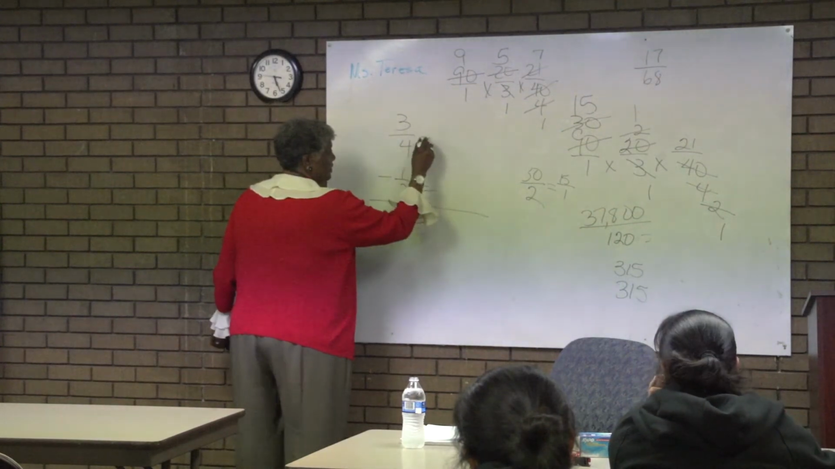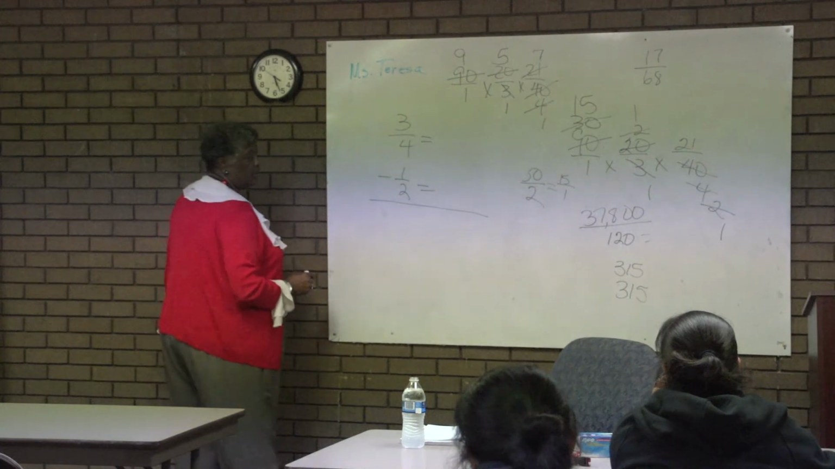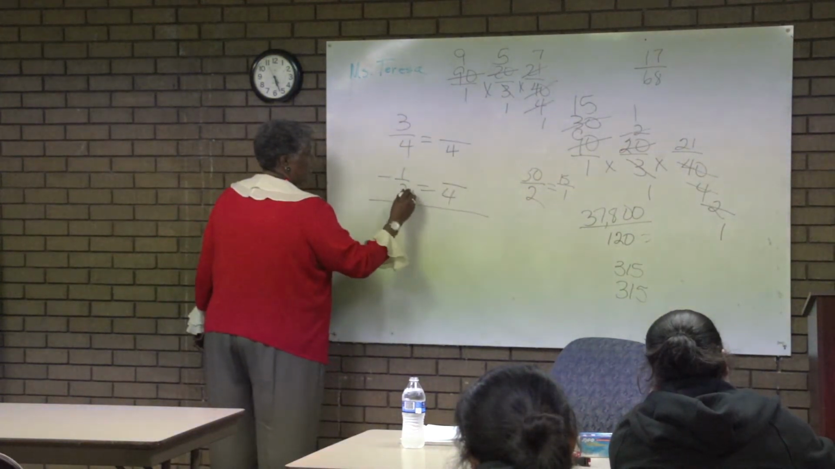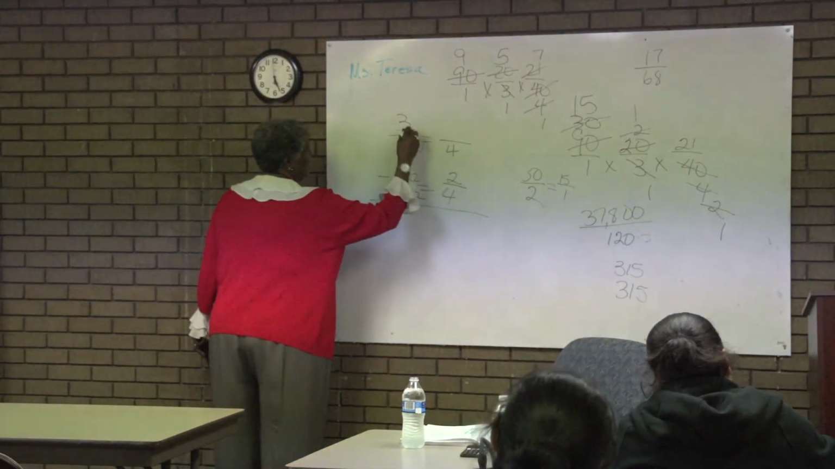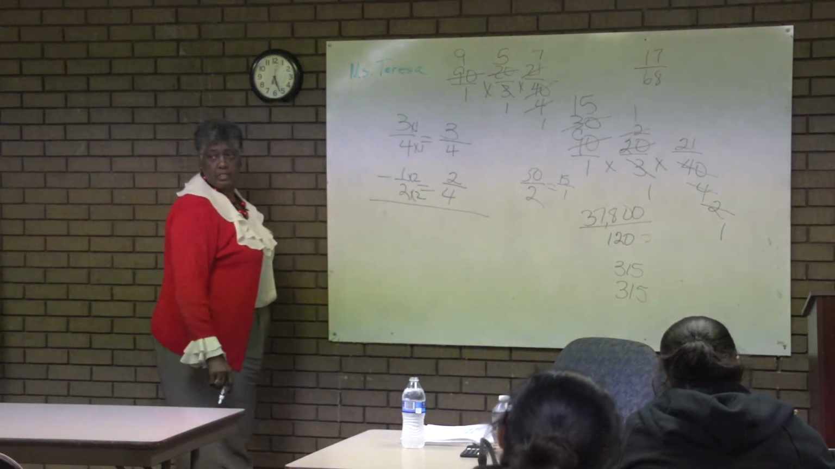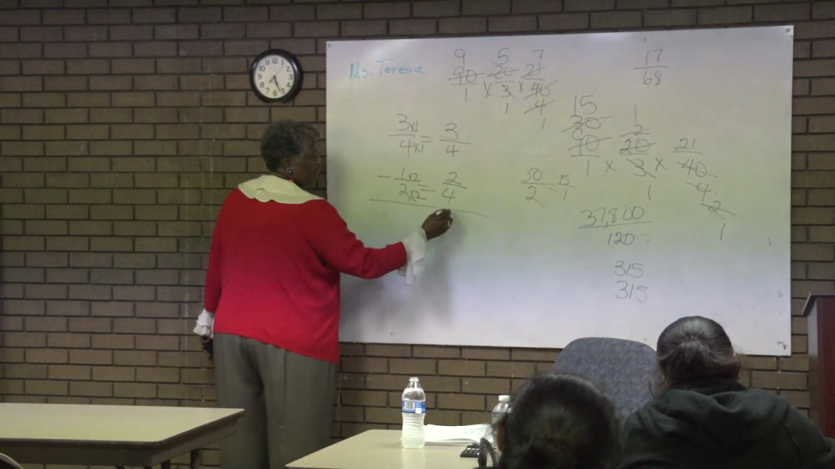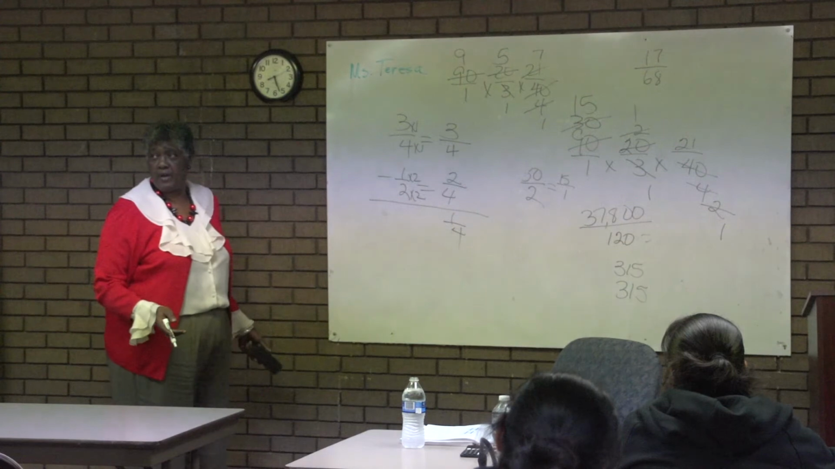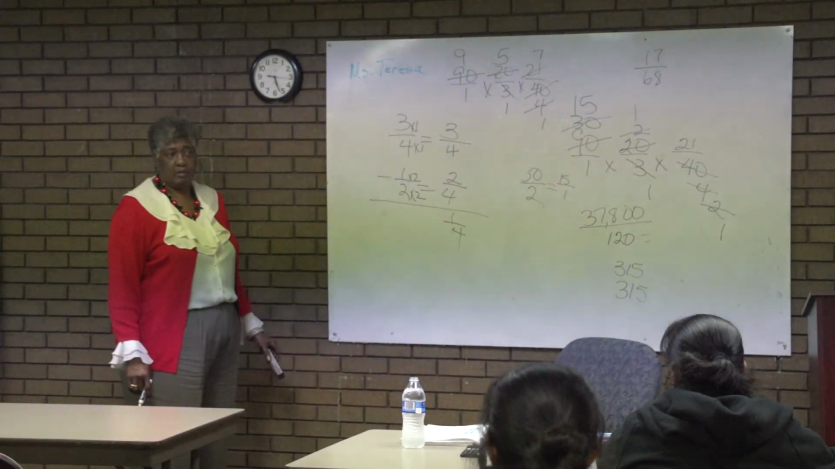Next thing I have to do is what? Find the common denominator, which is 4. The next thing I do? Subtract the numerators. My answer is 1. The last thing I would have to do is simplify or reduce. That can't be reduced any further. That's how much she has left.